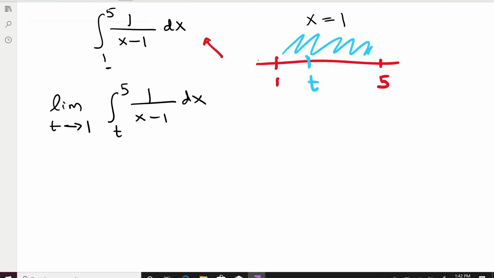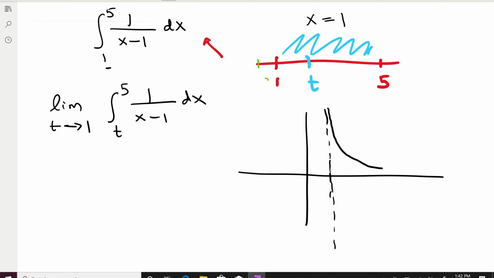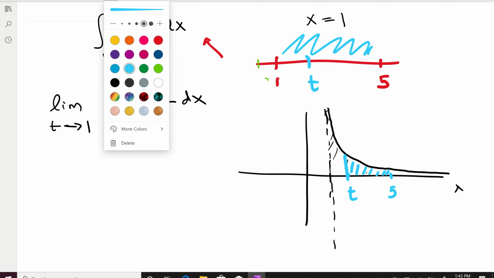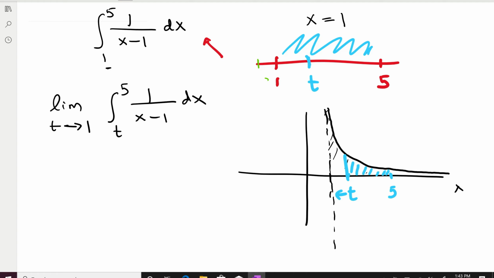If you place your t outside the interval 1 to 5, then when you move t towards 1, you're going to have an excess, extra amount of area, and you don't want that. So you have to place your t in between 1 and 5. Or you can think of it this way. Let's draw the graph of 1 over x minus 1. So you have 1 here. There's a vertical asymptote at x equals 1, and that's the problem. The graph will look like this. We had to find the area of this infinite region. Rather, we make a letter t and find the area until 5. So we make this finite, and then we move t towards 1. I hope that makes sense.